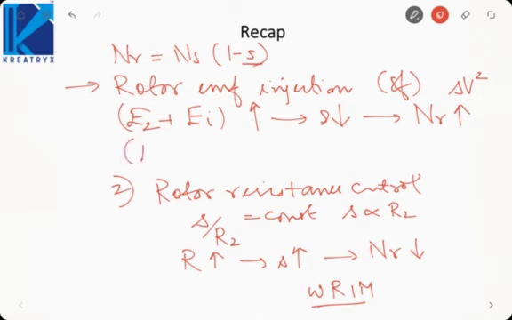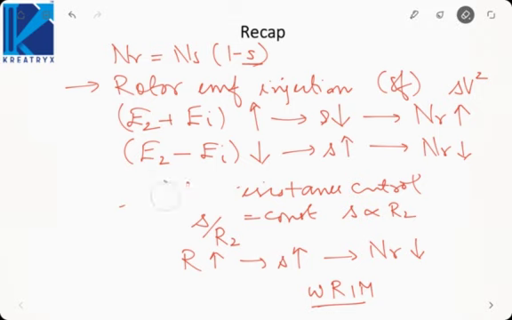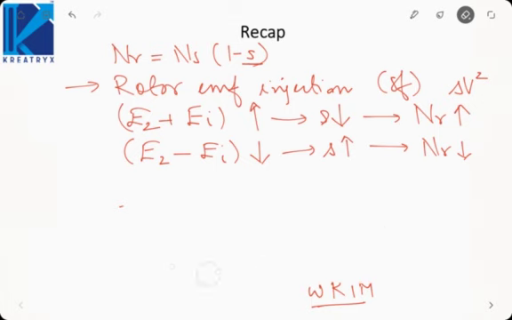And similarly, if it is in opposite phase, E2 minus Ei, that means the net voltage reduces, slip increases, due to which Nr reduces. So here we can reduce as well as increase the speed of rotor beyond the rated speed. So it can be used for below rated speed as well as above rated speed. So this is also applicable for wound rotor induction motor.